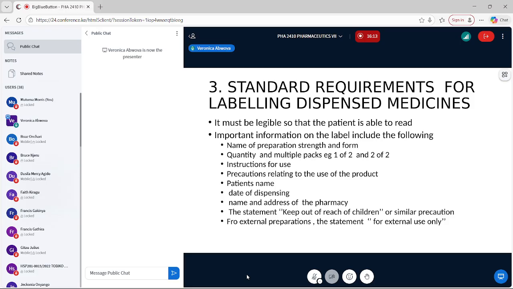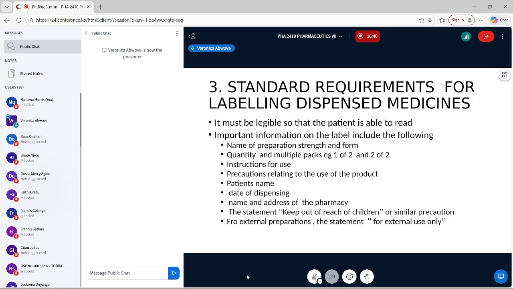Then the standard requirements for labeling dispensed medicines. It must be legible. Ensure that whatever you're writing is legible so that the patient is able to read. If you dispense something and the patient cannot read it, it's basically useless, okay? You have done yourself a disservice. You have done the patient an even greater disservice, okay? So ensure that whatever you have written, the patient can read it and understand, okay?